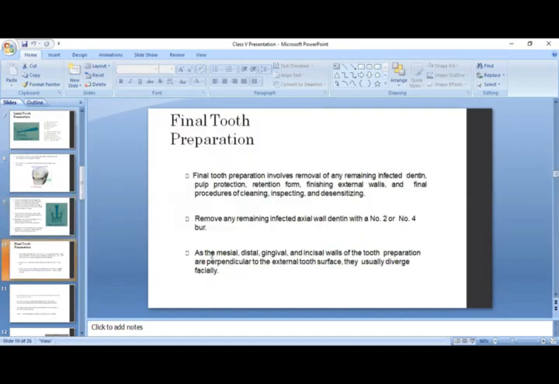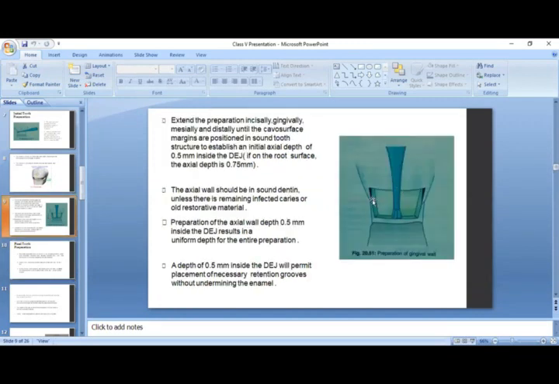As the mesial, distal, gingival, and axial walls of the tooth preparation are perpendicular to the external surface, they usually diverge facially. What is divergence? Divergence means that the cavity goes that way. If it goes closer to each other, that is convergence. For this restoration, divergence from the external surface is really important. It should be diverged.